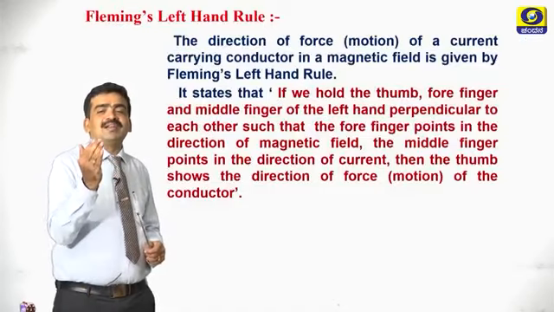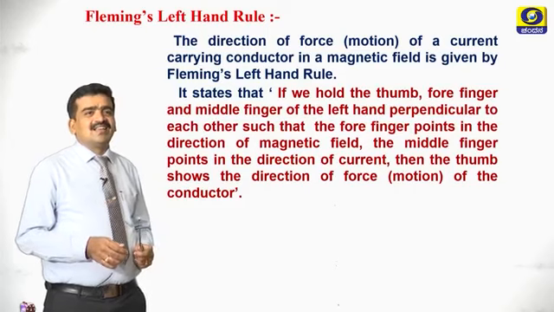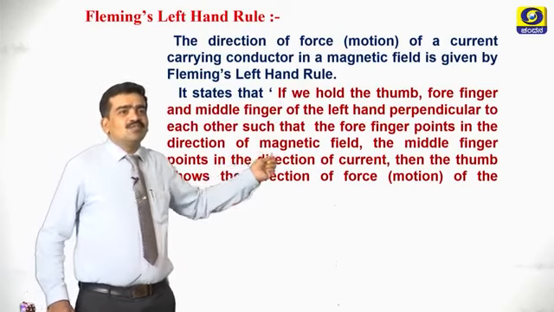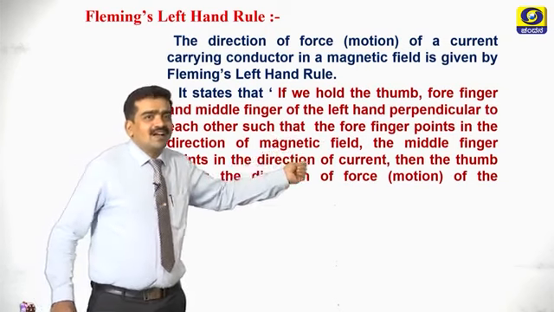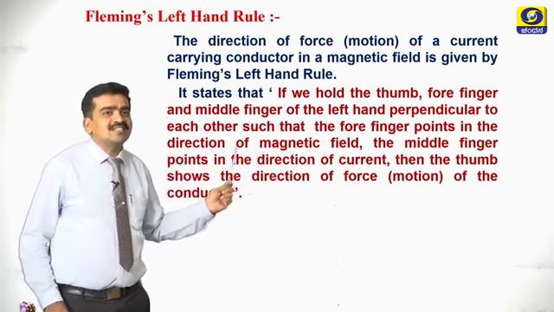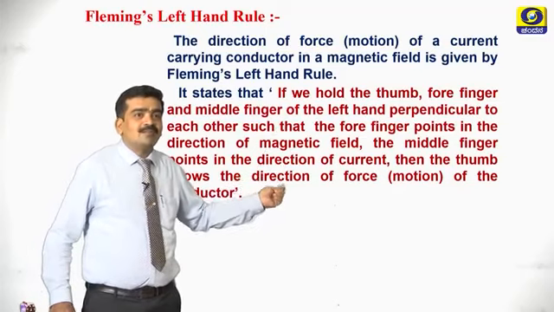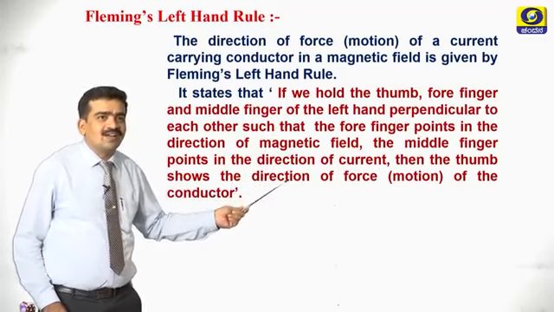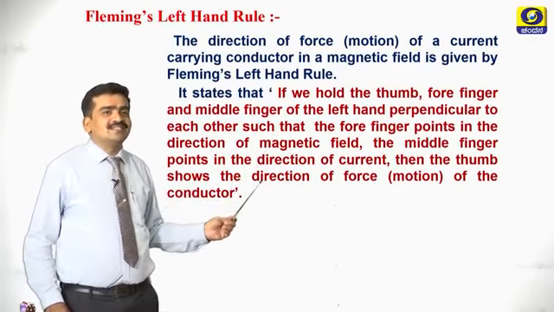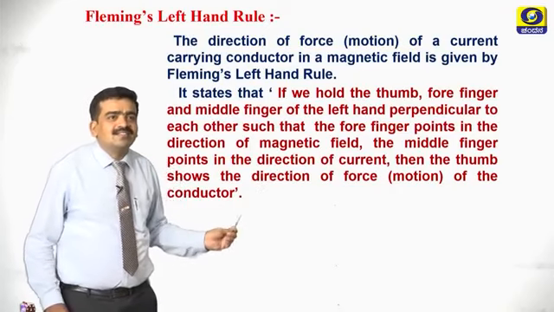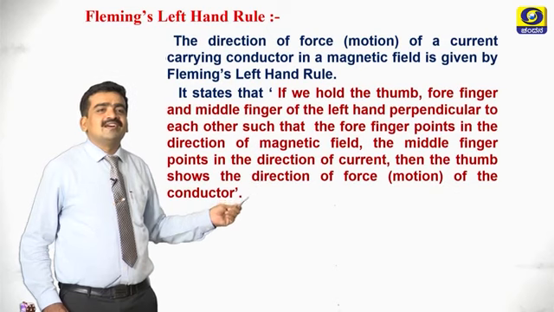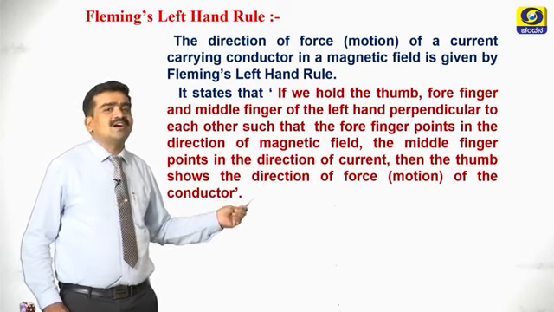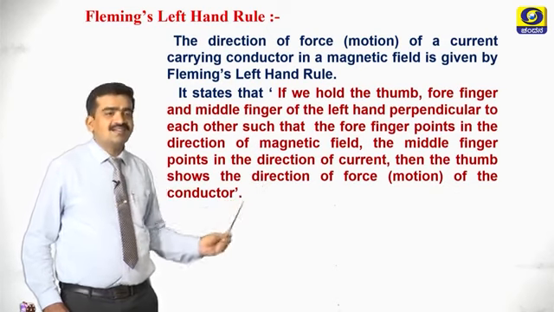See what Fleming's left hand rule says. If you hold the thumb, forefinger and the middle finger of the left hand perpendicular to each other such that the forefinger points in the direction of the magnetic field, the middle finger points in the direction of current, then the thumb shows the direction of force, that is the direction of the mechanical force on the conductor.